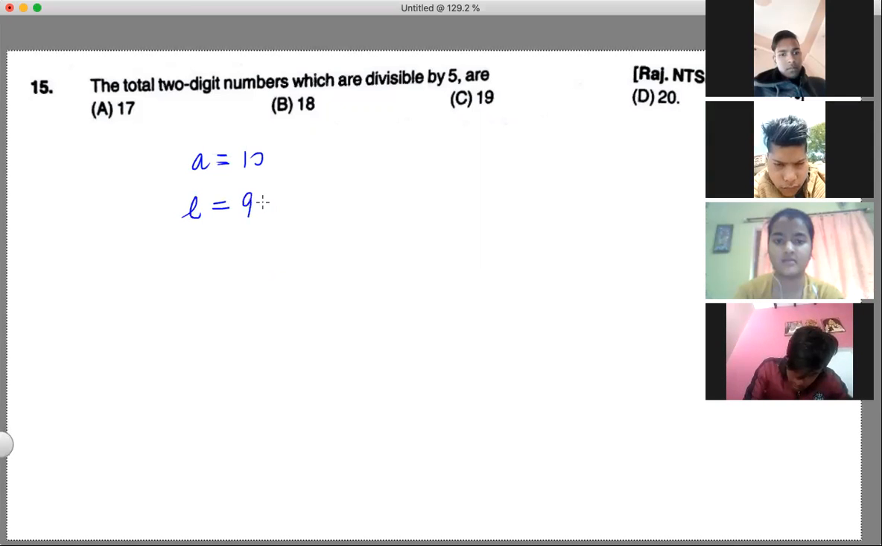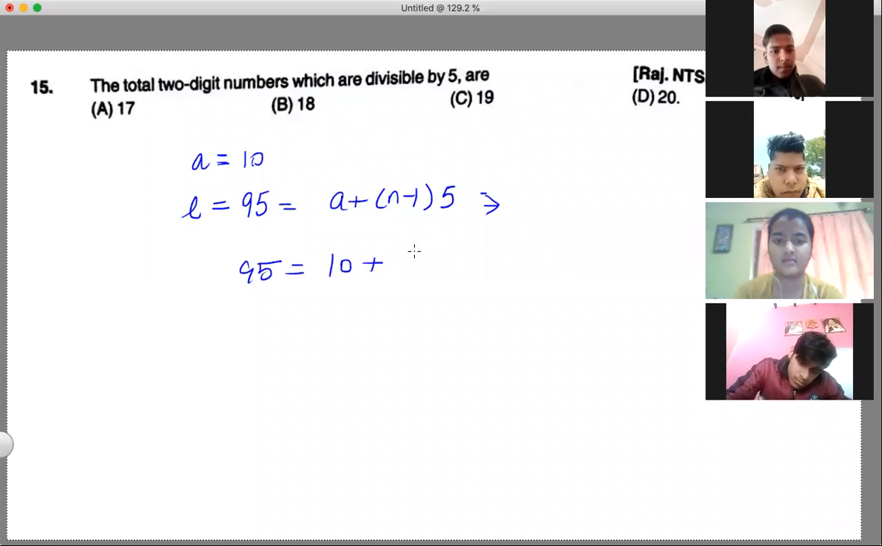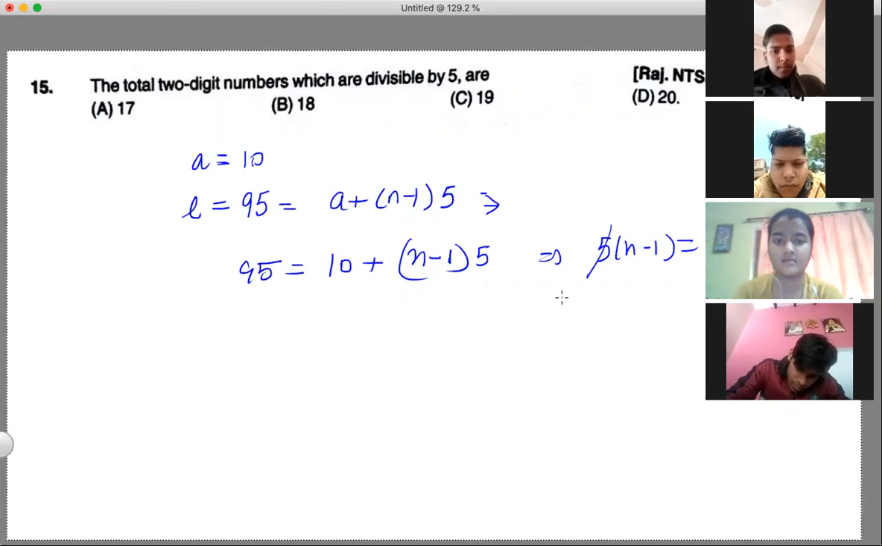95. Right? So now we need to find the common difference. L is equal to a plus n minus 1 into 5, which is d, and a is 10. So we get 95 is equal to 10 plus n minus 1 into 5. We get 5 into n minus 1 is equal to 85, n minus 1 is 17, so n is equal to 18.